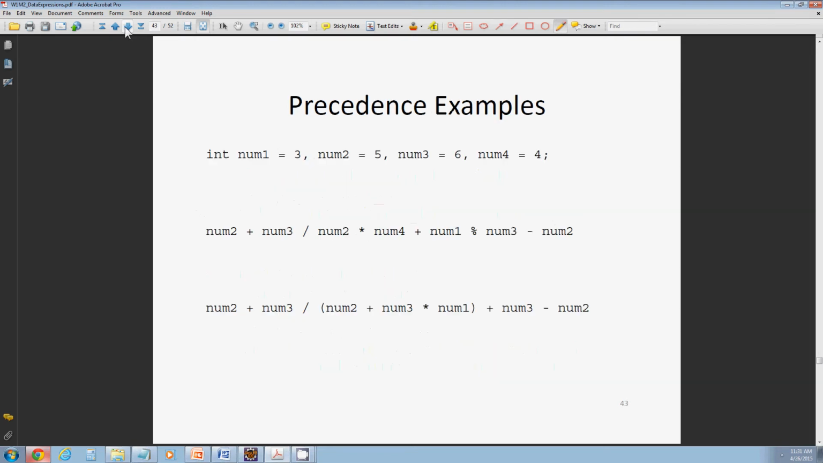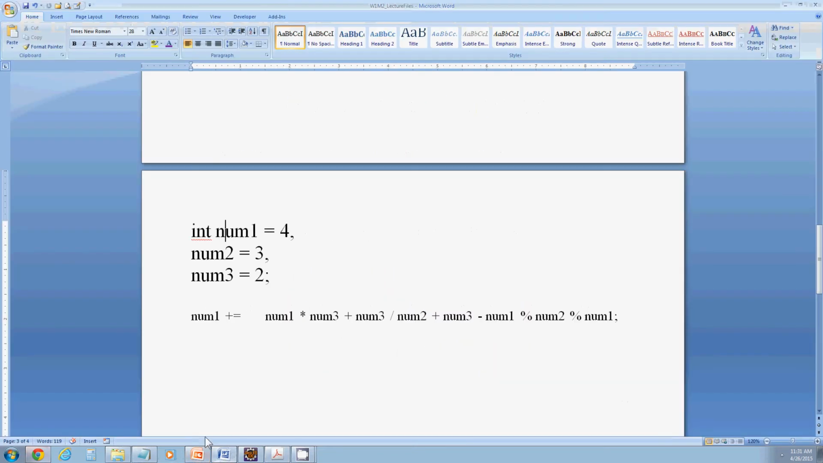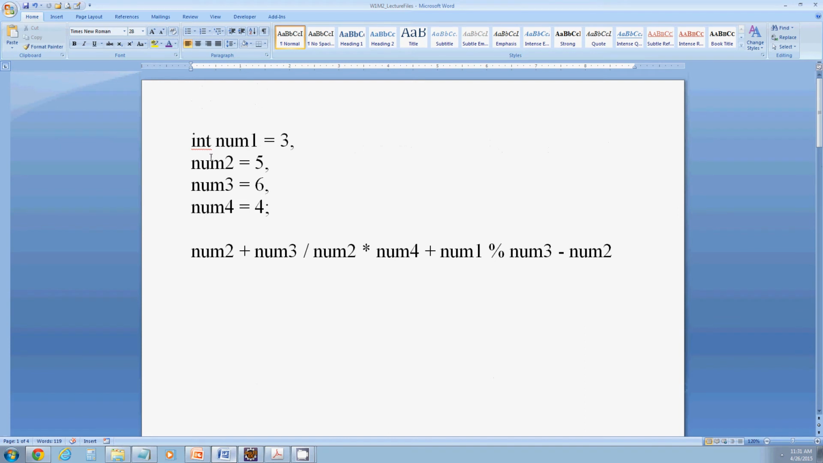So let's take a look at an example. And I'm going to walk through these this way. So let's say in this example, we have 4 integer variables declared, and this is our expression. So what we're going to do is we start at the left and we scan from left to right looking for the highest precedence operator. When we find that operator, we evaluate it, replace the result, and then keep on looking. When we reach the end of the expression, we go back to the beginning and we go through that process again, looking at the next level down of precedence.